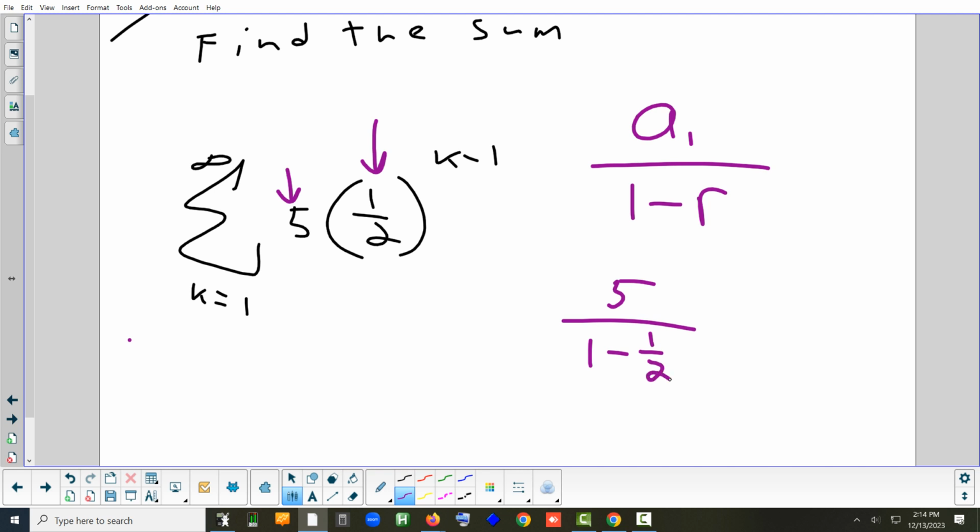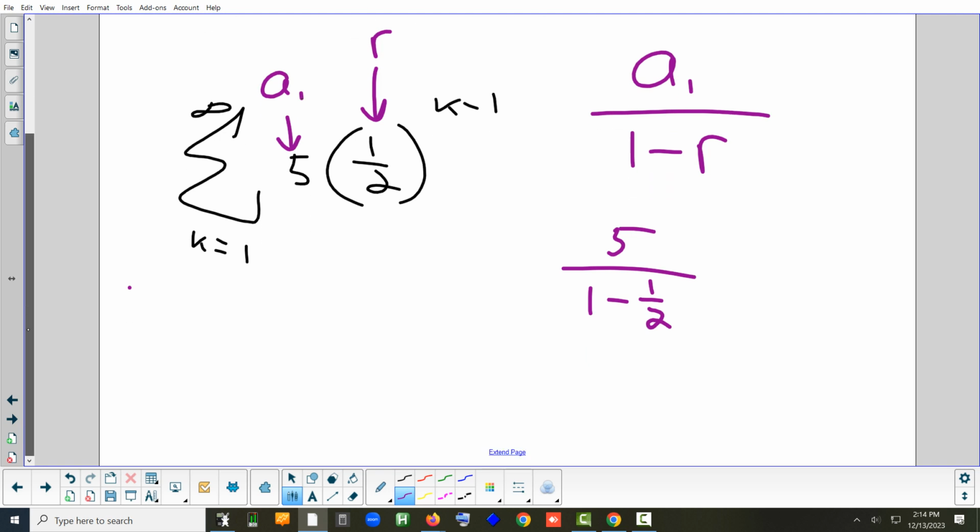So that's your r, and that is always your first term. That's the formula for a geometric series. We talked about that on Monday: a1 r to the n minus 1. In this case, it's just k. Okay, so now let's see, what does that come out to? What's 1 minus 1/2? Yep, that's going to be 1/2.